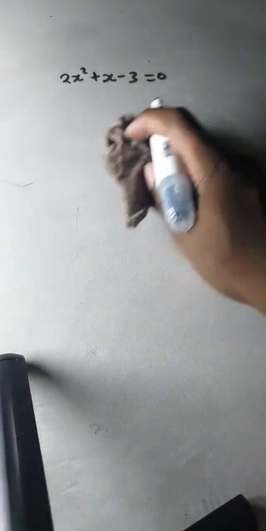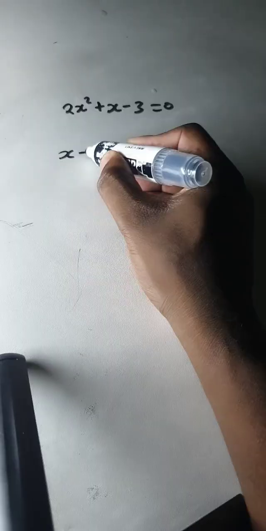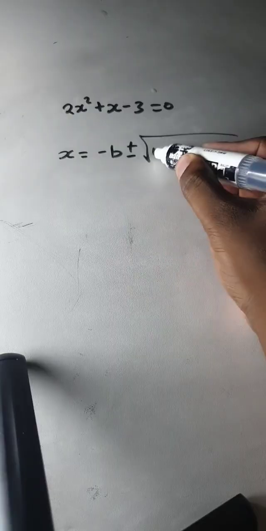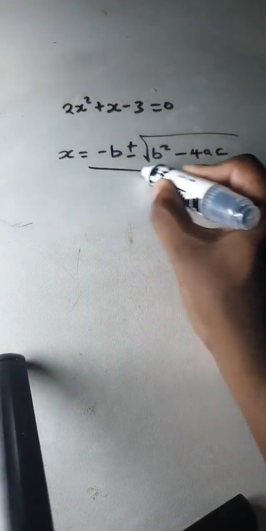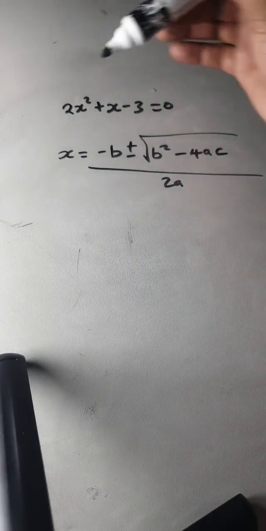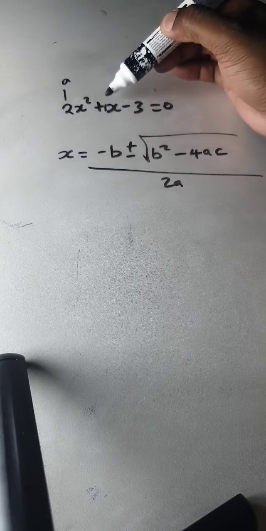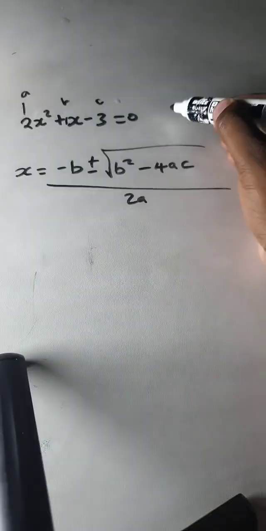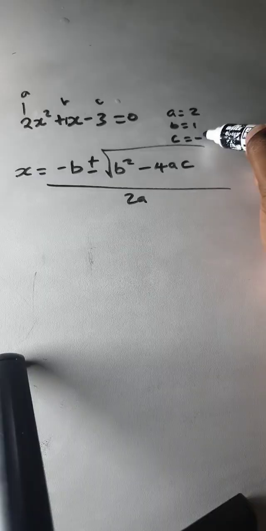All right, let's do that, guys. So the quadratic formula goes like this. Ready? x is equal to negative b, positive or negative square root of b squared minus 4ac, over 2a. Okay, then here we say this coefficient is our a, then the coefficient which is 1 is our b, then that one is c. So in other words, our a is 2, our b is 1, then our c is negative 3.